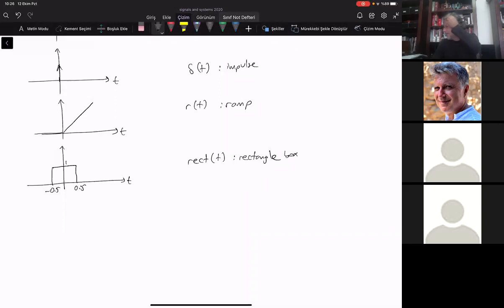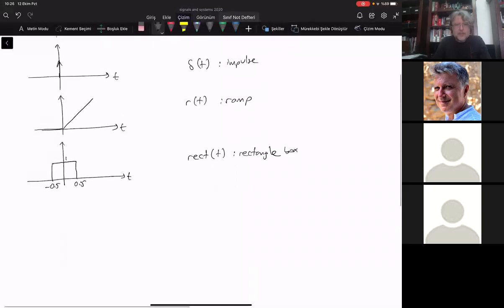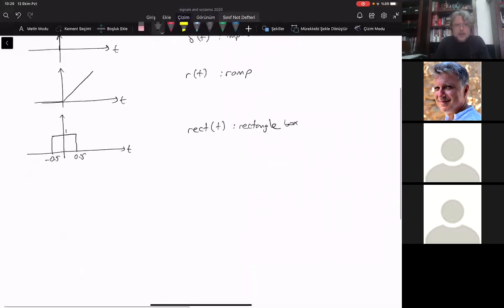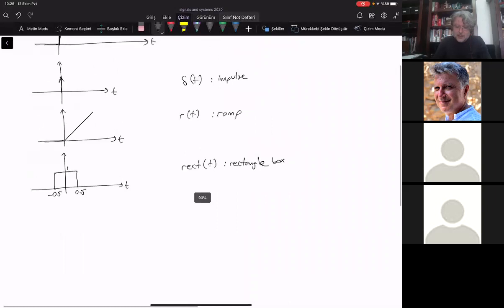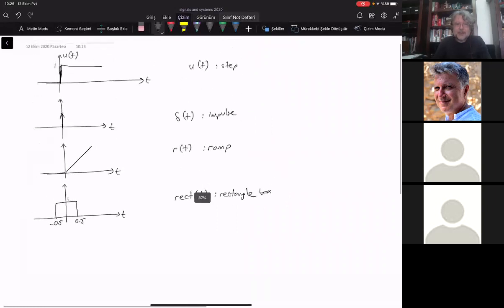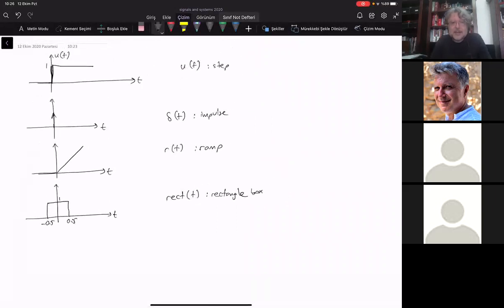For a box function. Hocam sayfayı biraz yukarı alabilir misiniz rica etsem? Şu ilk yazdığınızı görememiştim de. Okay. You mean go down like this? Evet. Teşekkürler. Okay. That is okay.